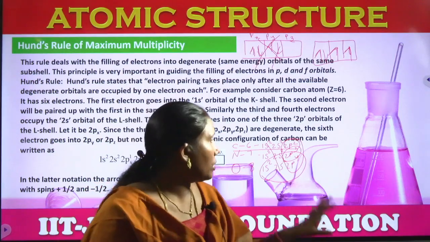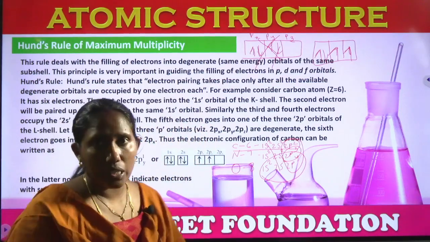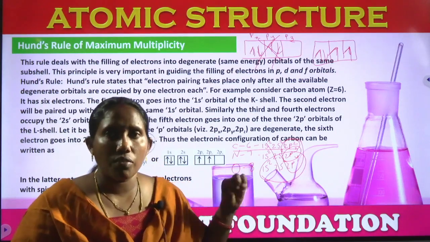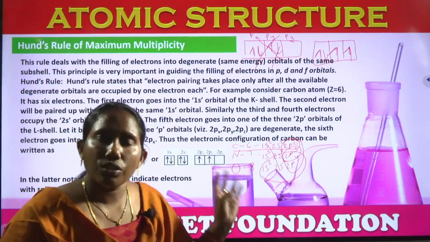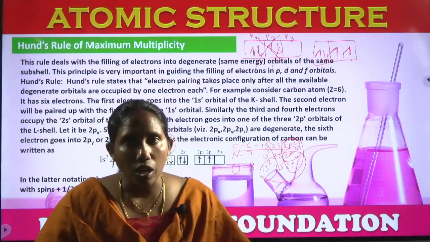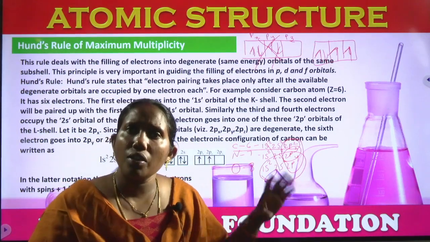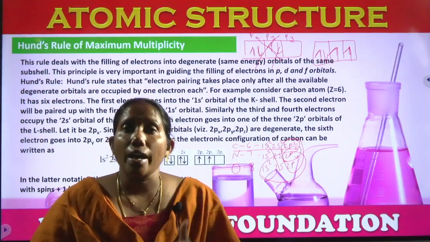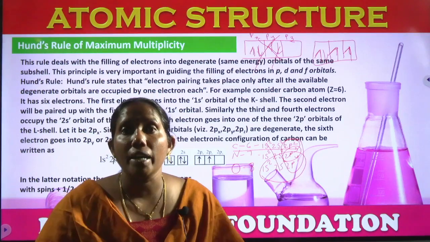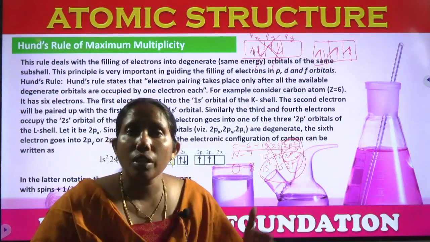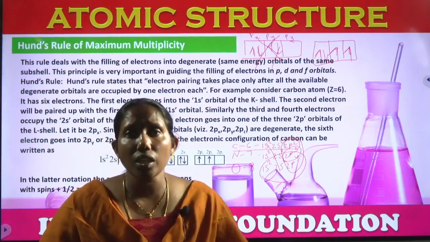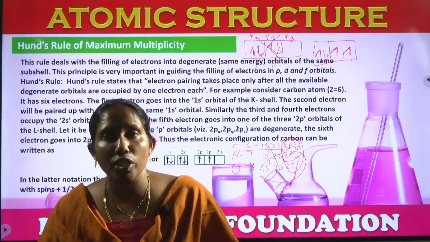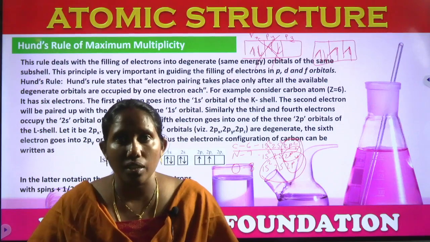I think you got this Hund's rule of maximum multiplicity. If you are not accommodating the electrons in that way, that is a violation of Hund's rule. We have to follow the Aufbau principle and Hund's rule, and based on those only we have to write the electronic configuration. What is the electronic configuration? It is the arrangement of the electrons in a particular order in the given orbitals. In a classroom, I make the students sit in a particular order, 2 for each bench or 3 for each bench, like that.